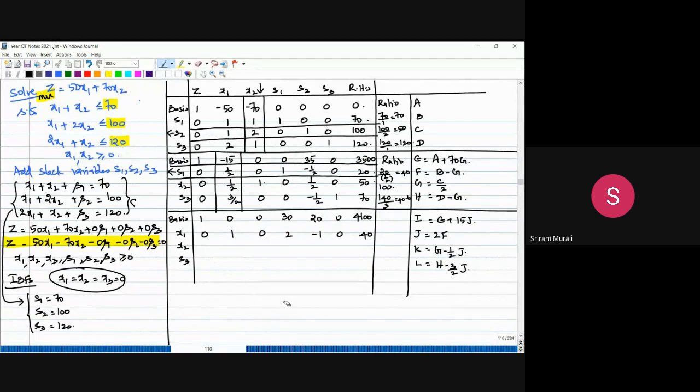What is the next step? G minus half J. What are the elements of G? What are the elements of J? Subtract. Take down the elements of G. These are the elements of G: 0, half, 1, 0, half, 0, 50. Minus half times of what is J? 0, 1, then 0, 2, minus 1, 0, then 40. What is the first one? This will become 0. This also equals 0. What about this one? 1. What about this one? Minus 1. What about this one? 1 by 2 plus 1 by 2 plus 1. Both are 0. 50 minus 20 will be 30. Have you understood this?